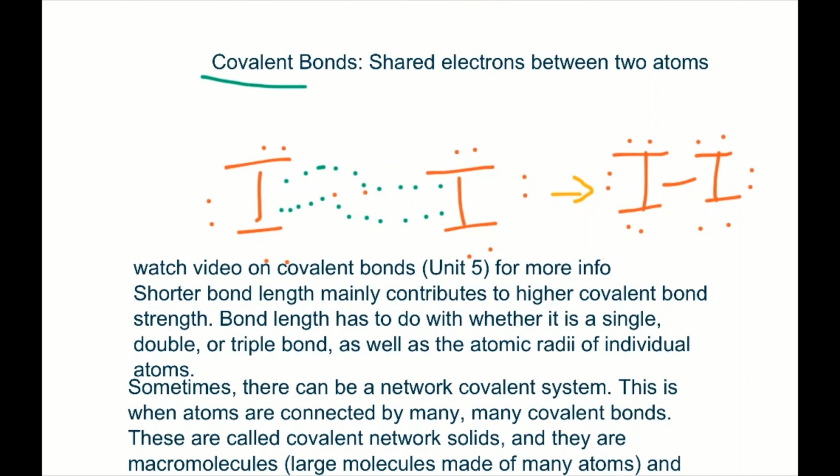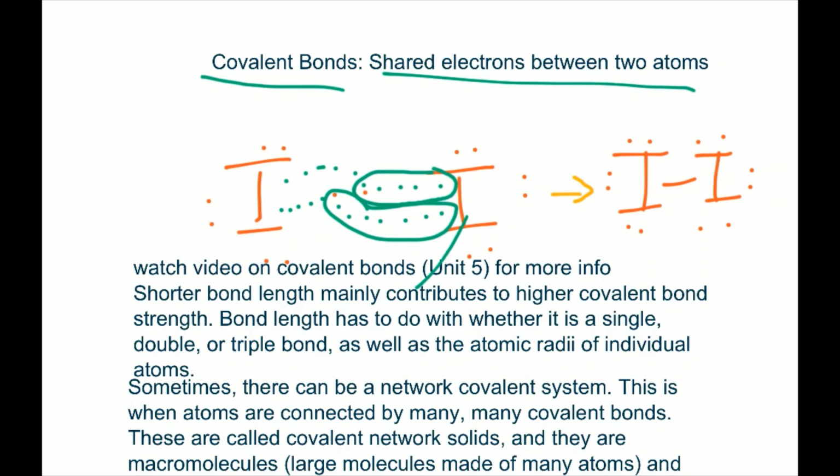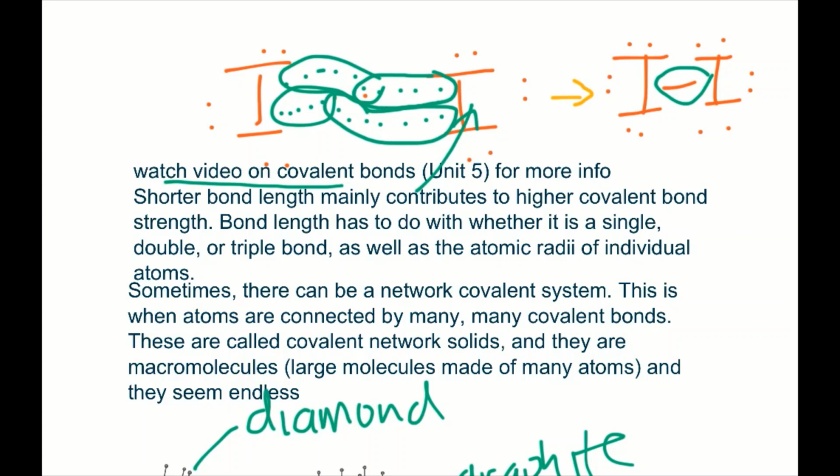We have our covalent bond. And as you may know, these are bonds that form when two atoms share electrons. So in this example, you can see that there are attractive forces between the electron that's shared and the nucleus, which is positively charged. And that electron might be attracted to the positively charged nucleus in the iodine. And it goes many ways, like this way and this way. And in the end, you get a bond. Now you can watch a video on covalent bonds in Unit 5 for more information.